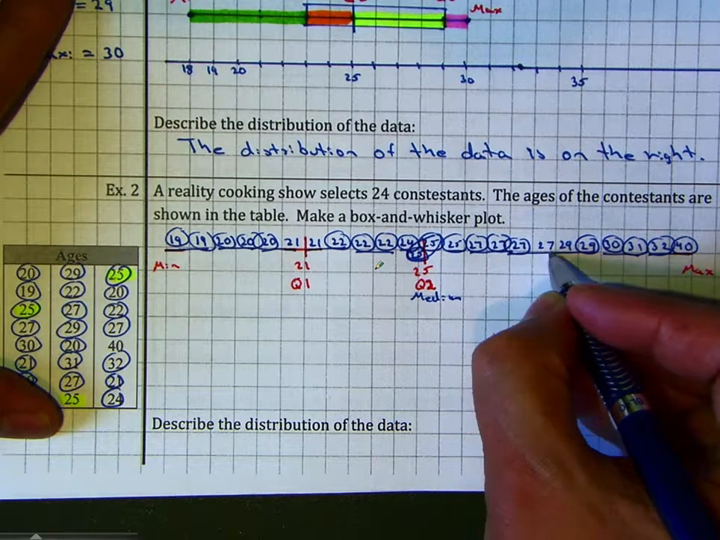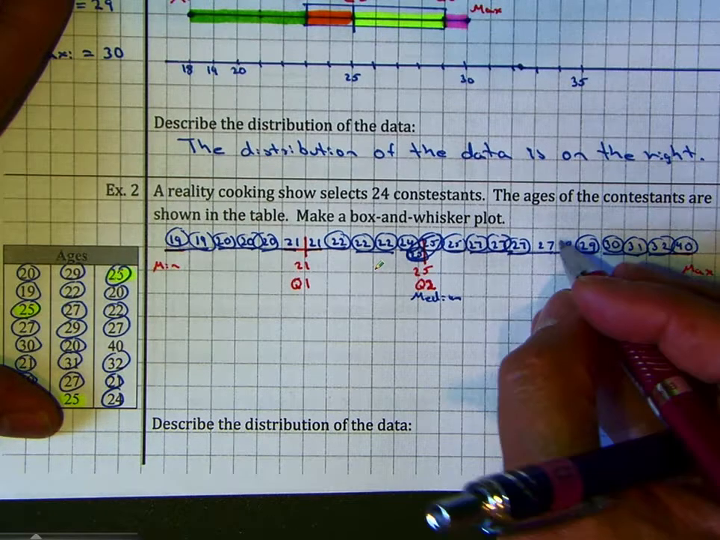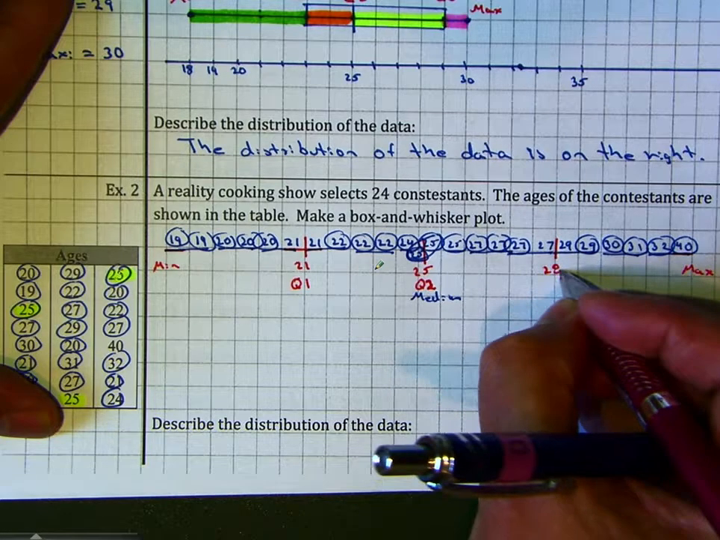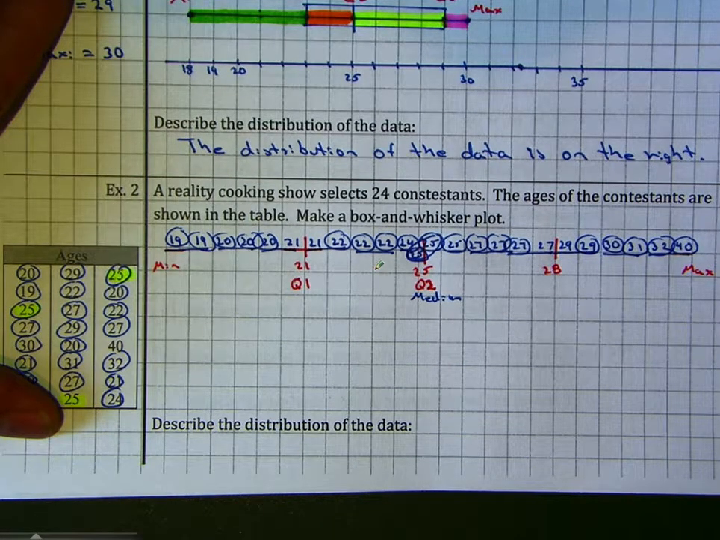Now I have two numbers. I can do two things. I can add them and divide by 2, or I can have the halfway mark, which is 28. And this will be Q3. This is Q3.